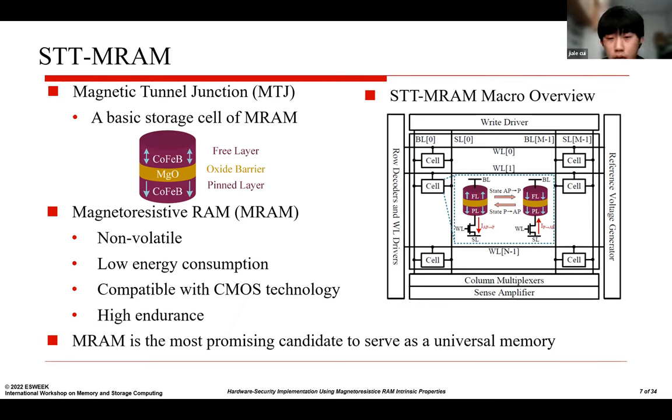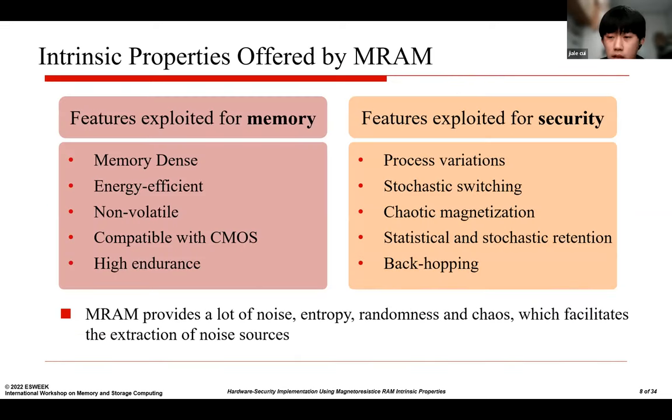The STT-MRAM macro usually consists of sensing amplifiers, decoders, and write drivers. We can make some modification of these circuits to implement the security primitive. Some features of MRAM can be exploited for memory, and there are also some special features that can be exploited for security, such as process variations, stochastic switching, and chaotic magnetization.